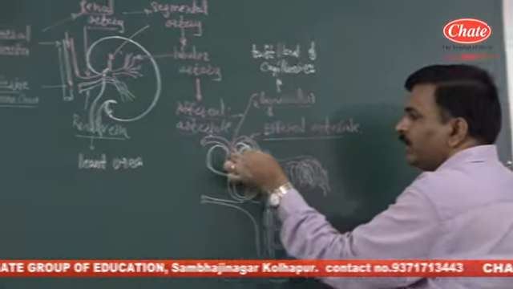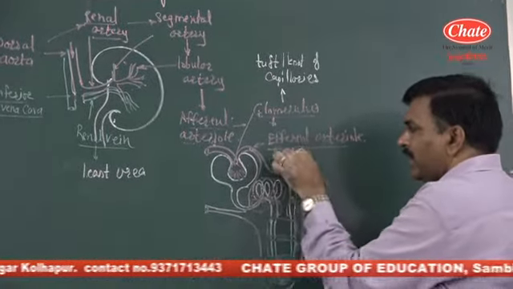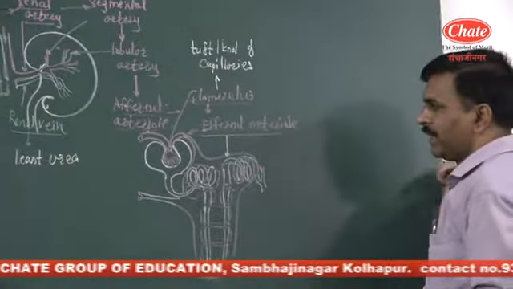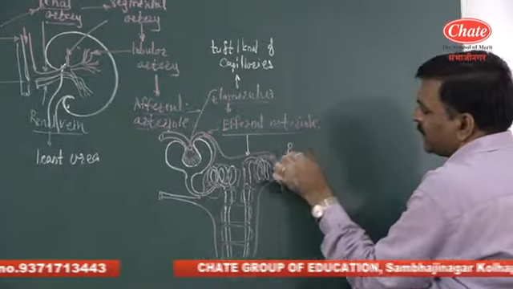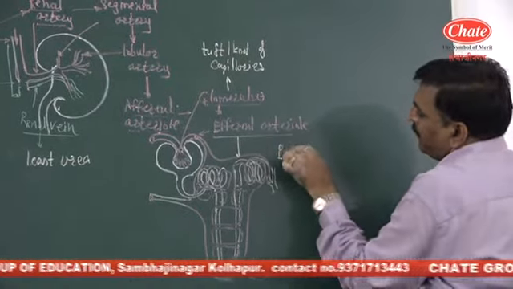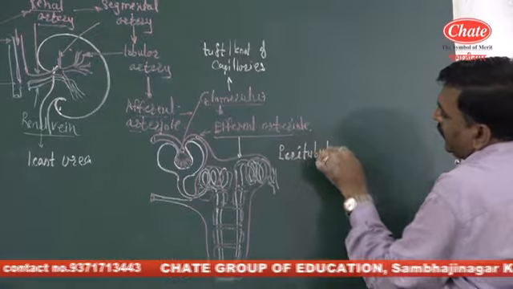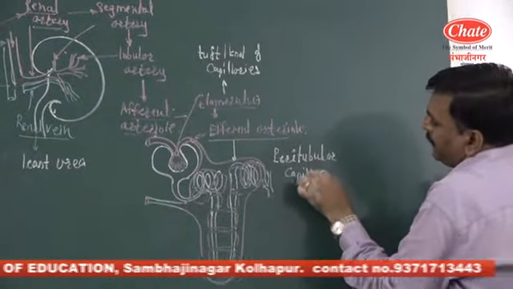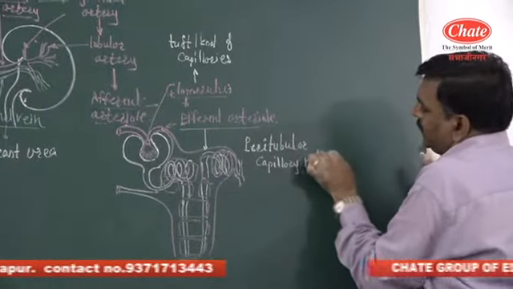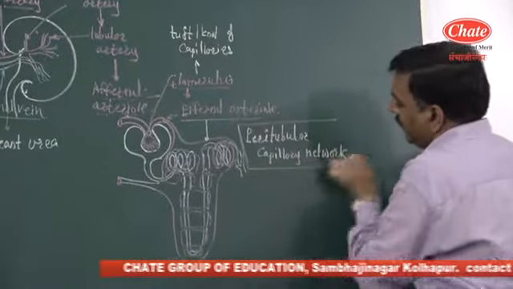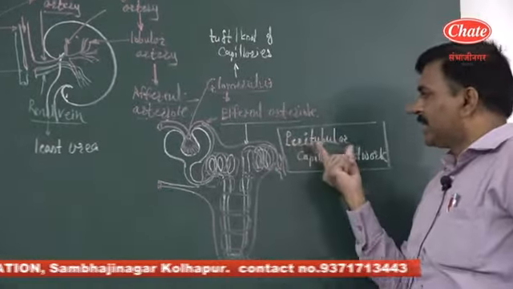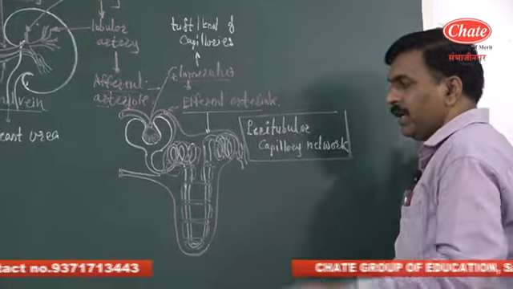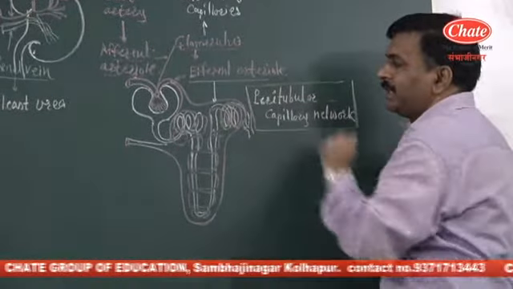The efferent arteriole leaves the Bowman's capsule and forms a network of capillaries around the nephron, and this capillary network is termed the peritubular capillary network. This is the peritubular capillary network, meaning each and every nephron is supplied by a network of capillaries, meaning each part is supplied by blood capillaries.